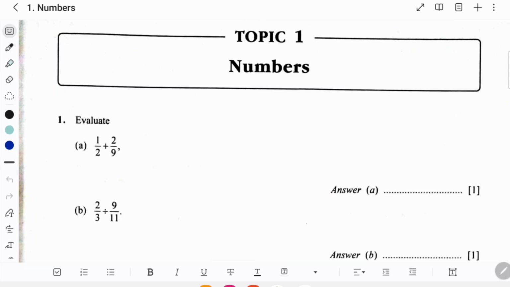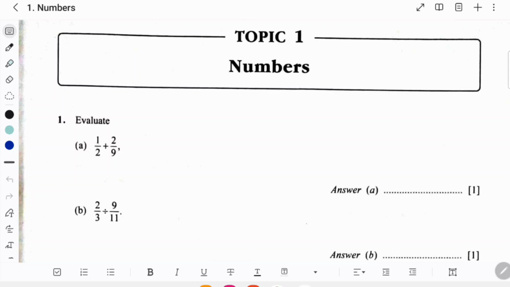Alright. So in this topic, numbers, I'll start with the simplification of fractions covering addition, subtraction, multiplication and division. And when we completely do it, I'll go to the decimals, addition, subtraction, multiplication and division. Alright, so let's begin with this question.